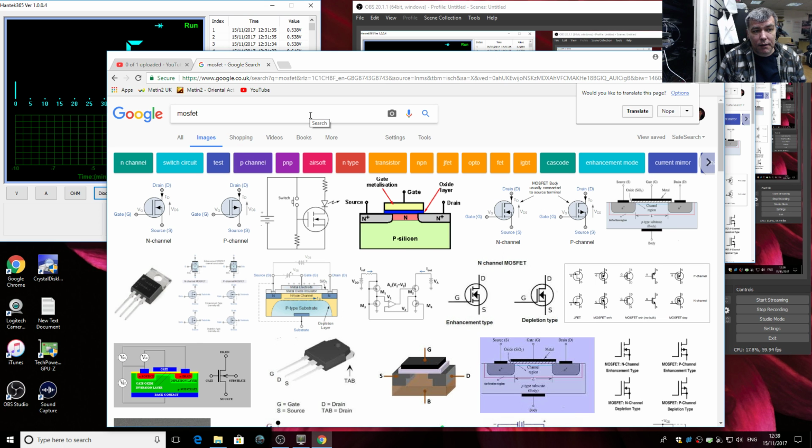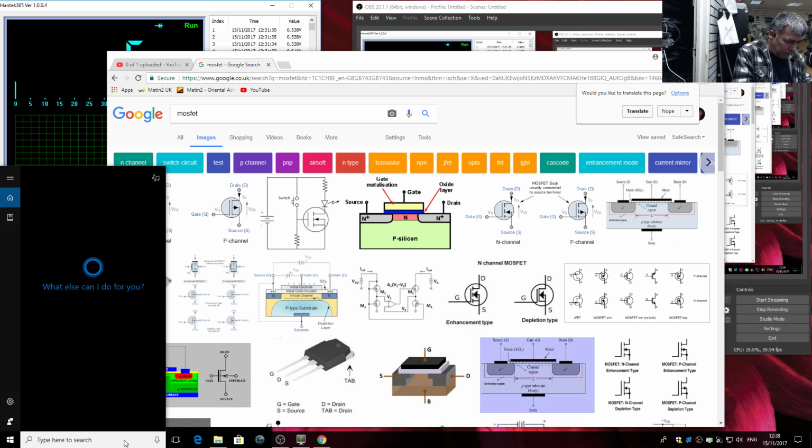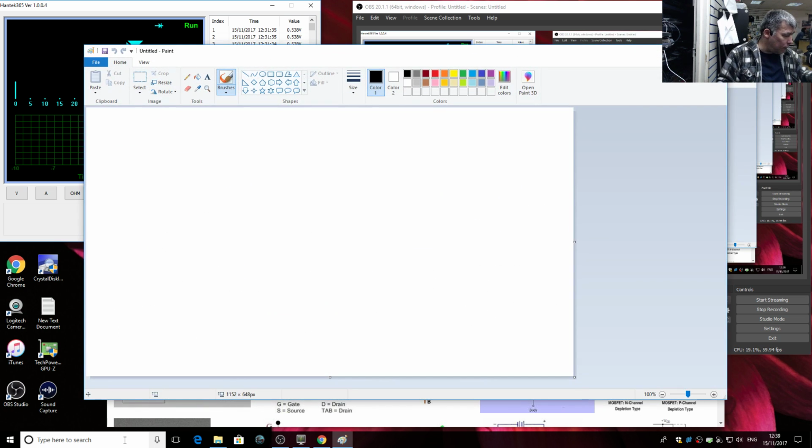So let's draw our schematic. What do we have today here? We have a MOSFET. Sorry, it's not round, but anyway, we have the gate. That's the gate. And we have the drain.